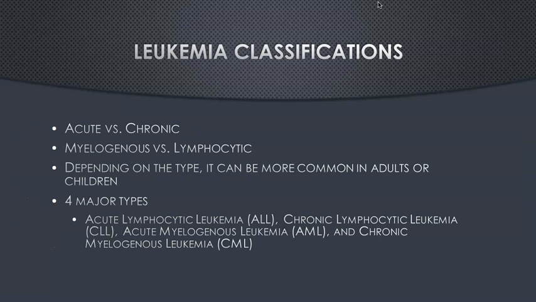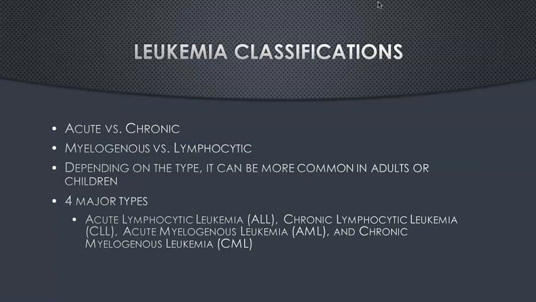The different classifications are going to be acute or chronic. Acute leukemias have cells that are dividing rapidly, and therefore the disease is going to progress quickly without any intervention. Someone who has an acute leukemia is going to feel sick within weeks of the cells being present in their body. And acute leukemias are the most common form of pediatric cancer.